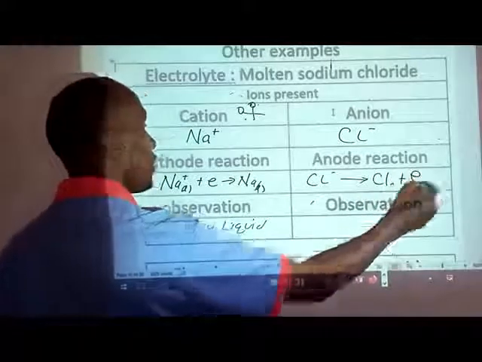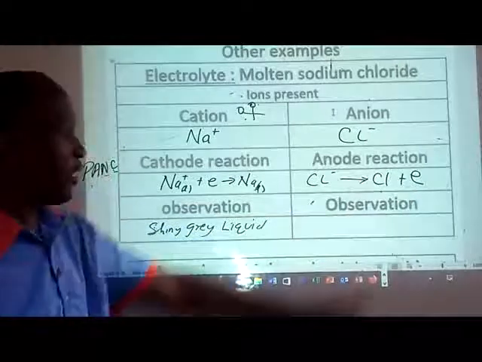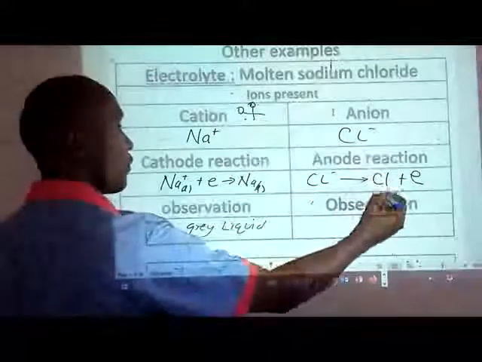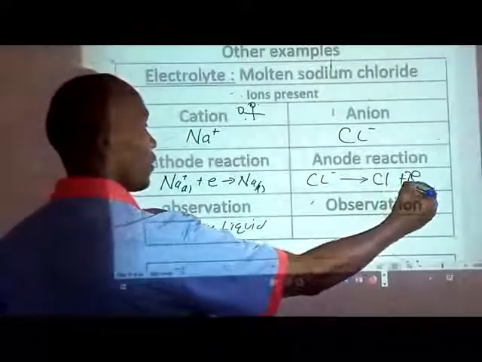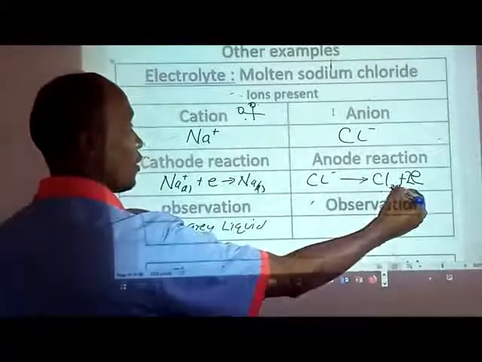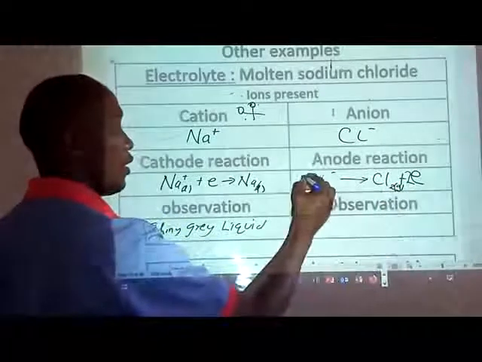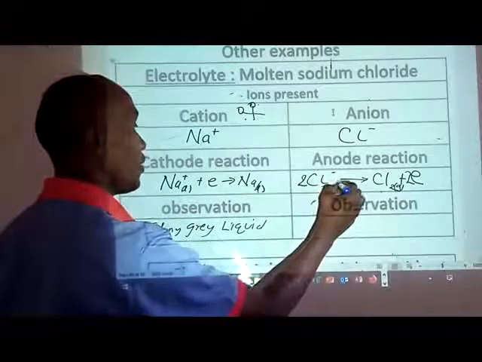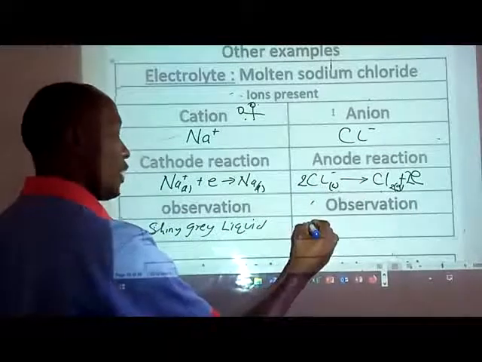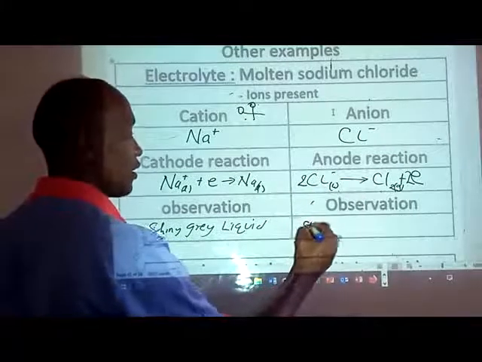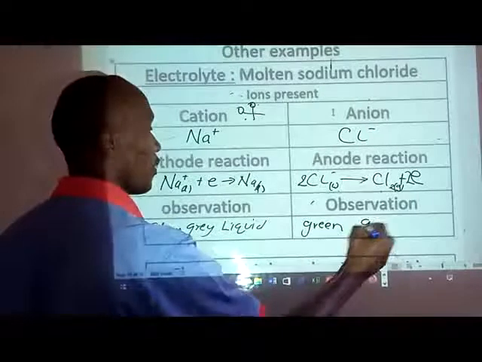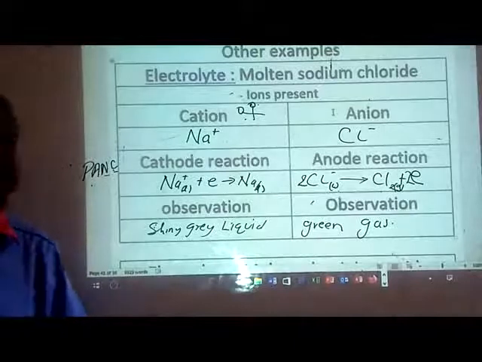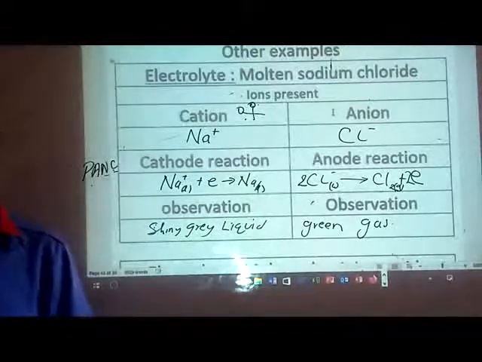So we get chlorine plus an electron. But this form of chlorine does not exist. So what do we do? We multiply by 2, so that we get a chlorine molecule, in which case we need 2 chloride ions, in liquid state. So we get a green gas. Bubbles of a green gas are produced at the anode.